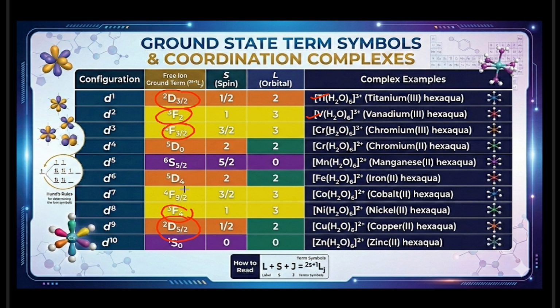d3 and d7 have the same terms. Similarly, d4 and d6 have the same terms, only the value of J is different. Everything else is the same, and d5 and d10 are excluded. So this table summarizes the ground state term symbols for all the ions that we have calculated. Hope the concept is clear. Thank you very much.